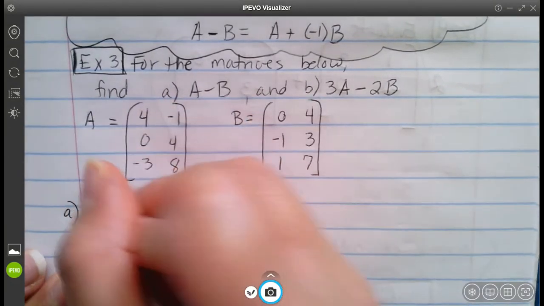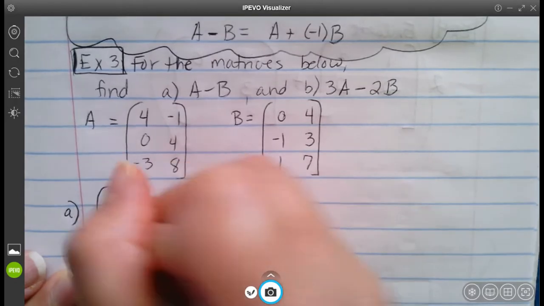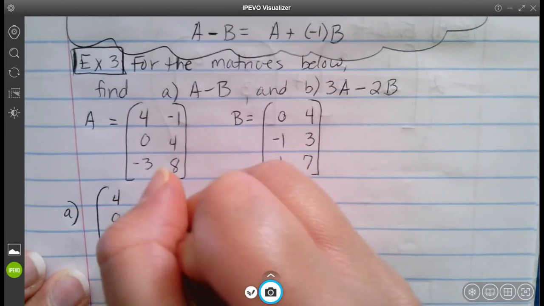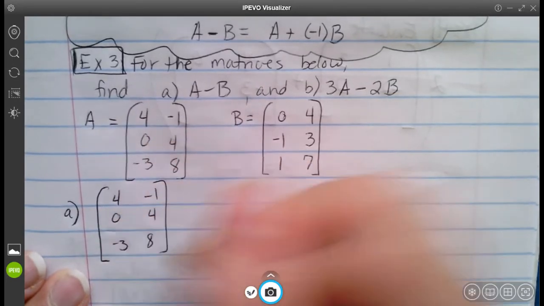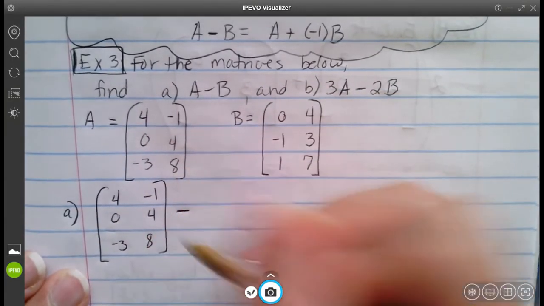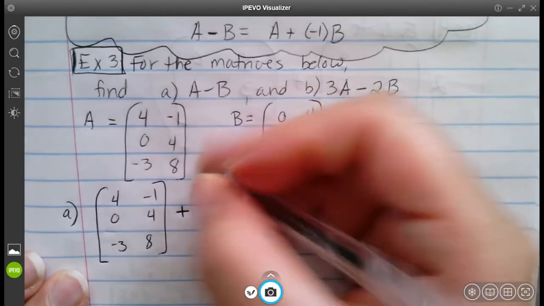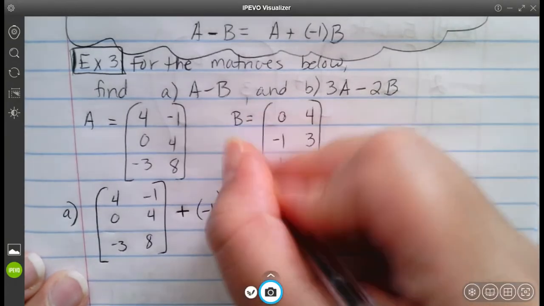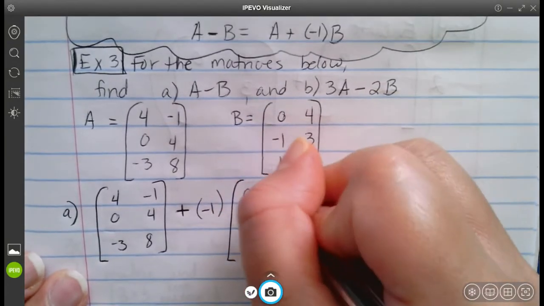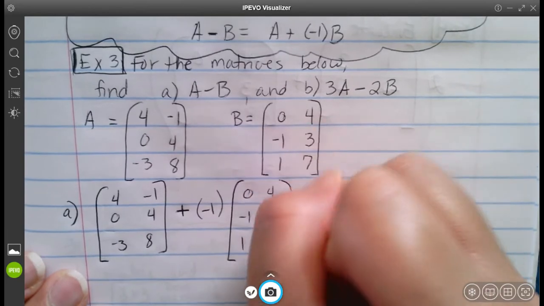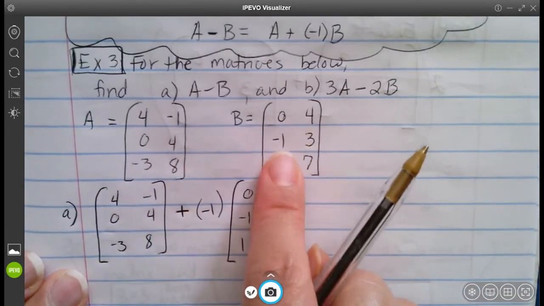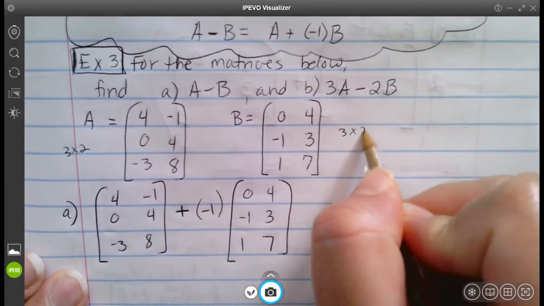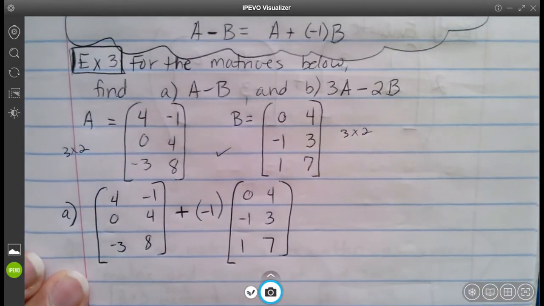So basically I'm going to have 4, 0, -3, -1, 4, 8. I'm just copying this right now. Minus, or you could think of it as plus, if you want to do the -1, -1 times all of this: 0, -1, 1, 4, 3, and 7. I forgot to mention that these are both the same dimensions. They're both 3 by 2, 3 by 2. So we can go ahead and perform the operation.